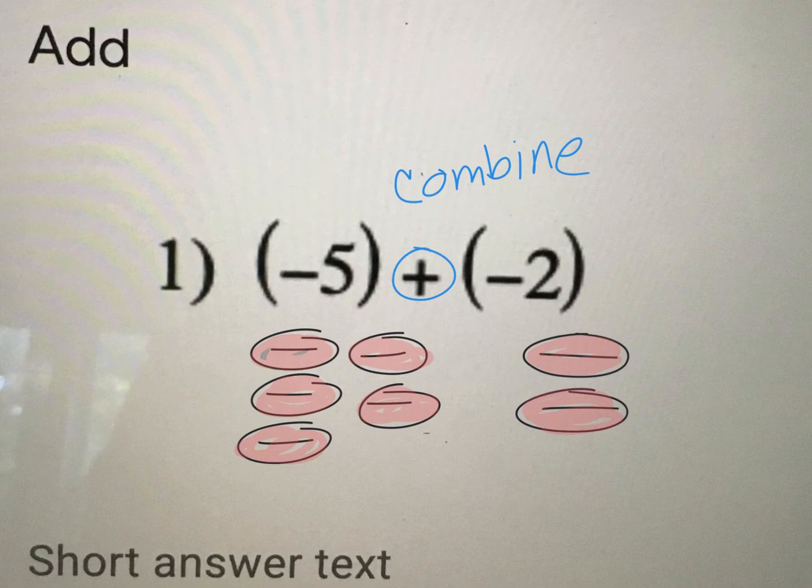How many negatives do we have all together? We have 7 negatives, which we're going to write as a -7. That was a really ugly 7, so let me fix that. So -7.